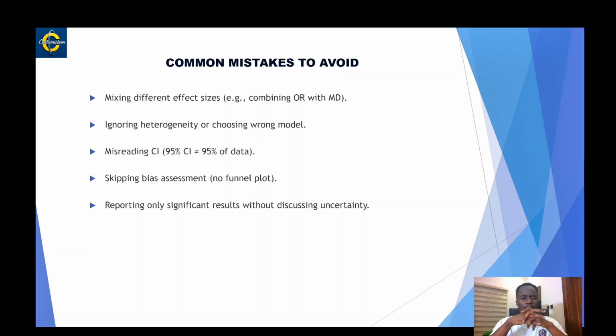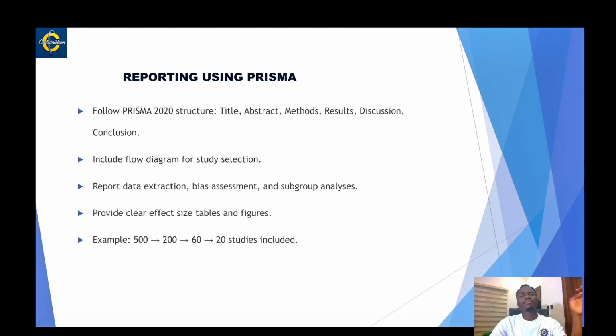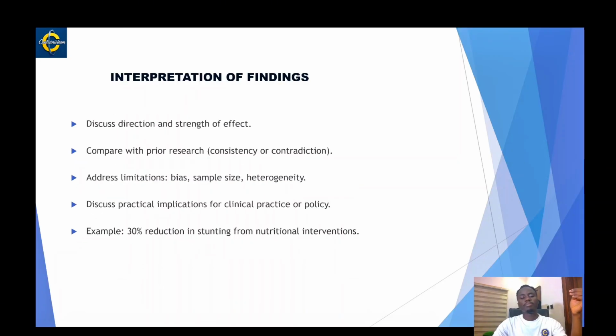Some of the common mistakes people make is they mix different effect sizes, they ignore heterogeneity, misread results, skip bias assessment, report only the ones they want, and all that. Lots of problems. Another one is you need to follow the PRISMA items. Okay, and it's quite very important. There are actually a lot of things, 27 items there. So comparing your studies has to still follow the same way as a systematic review. You need to compare with prior research. Consistency or contradiction should be discussed, and you need to discuss practical implications, with maybe the right tool and the right assessment and all that.